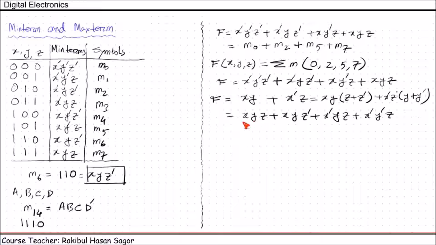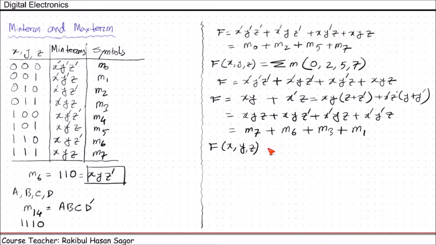Now this is equal to 1 1 1, which means m7. This is equal to 1 1 0, which means m6. This is equal to 0 1 1, which means m3. And finally, this is equal to 0 0 1, which means m1. So you can write the function in x, y, z format: the function is equal to summation of minterms 1, 3, 6, 7. That's it. Now let's see the maxterms.